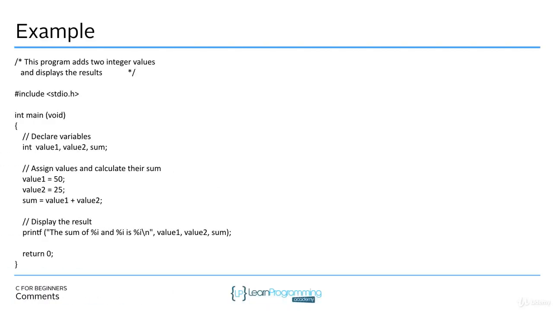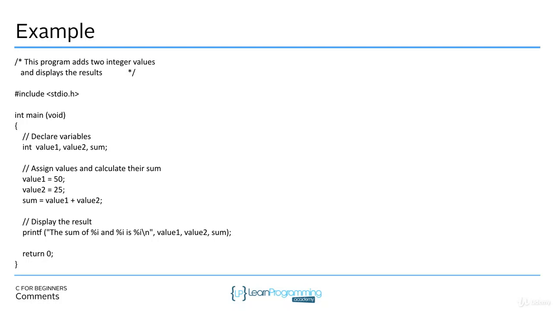Here's a common example that you would see in a program. This is a program that contains C code. You don't know really what the heck this is doing, but you could look at the comments and sort of identify what's going on. So there's a comment at the top that says, this program adds 2 integer values and displays the results. It's telling you the purpose of the program, what it's doing.